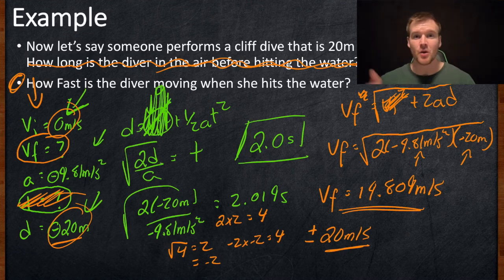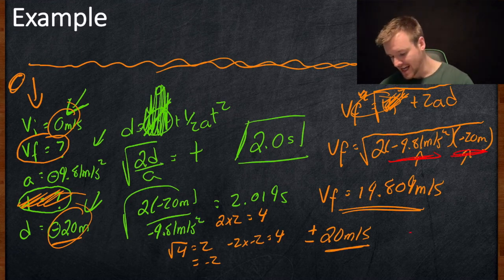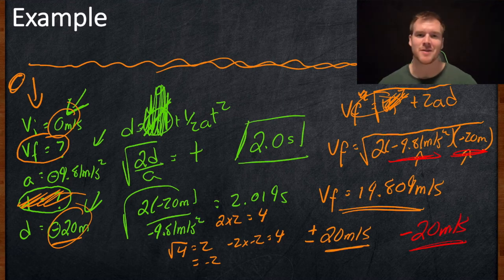Does it make sense that it be going up or going down? And it makes sense that the diver is traveling downwards. That's what the acceleration was, and that's what the displacement was. So we're going to write this as negative 20 meters per second as our final answer.